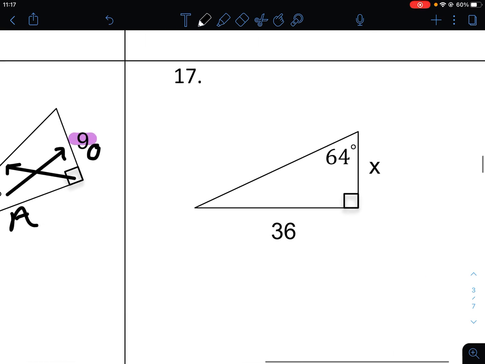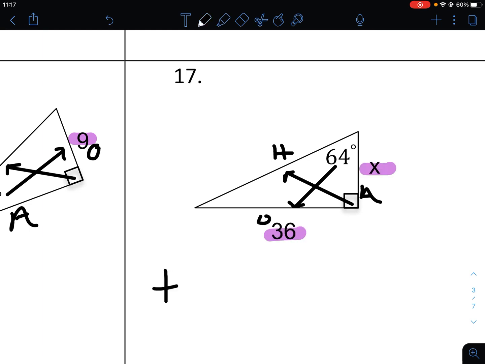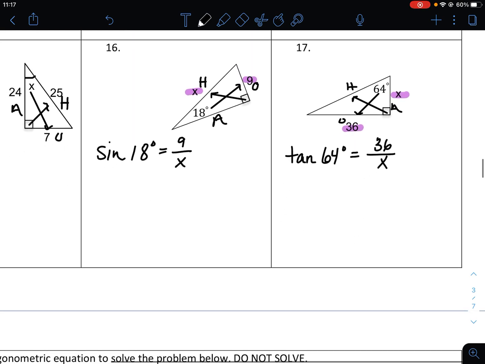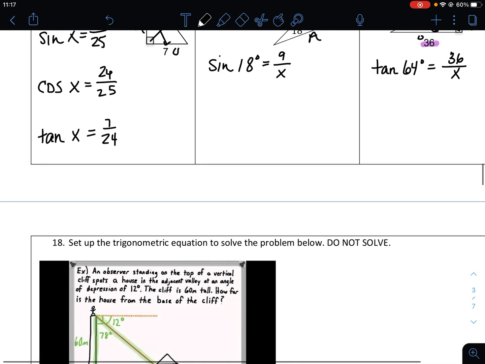And then finally for number 17, again, hypotenuse, opposite, and adjacent. In this case, we've got opposite and adjacent, which tells me to use tangent. Trig function of an angle, this time 64 degrees, equals our fraction 36 over x, opposite over adjacent. I'm sorry, yes, opposite over adjacent.